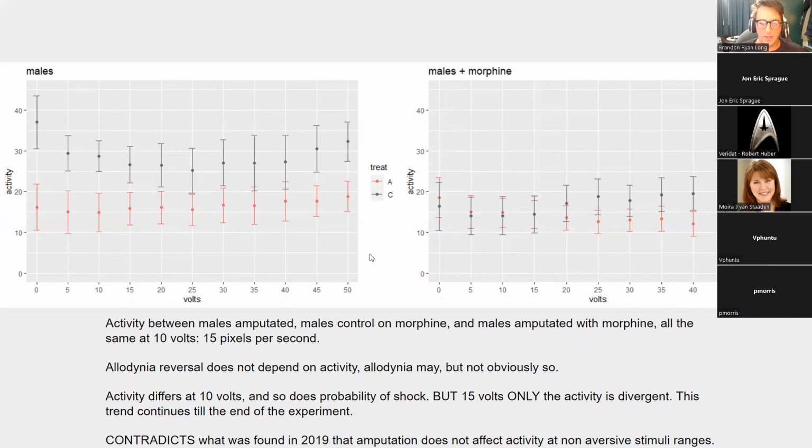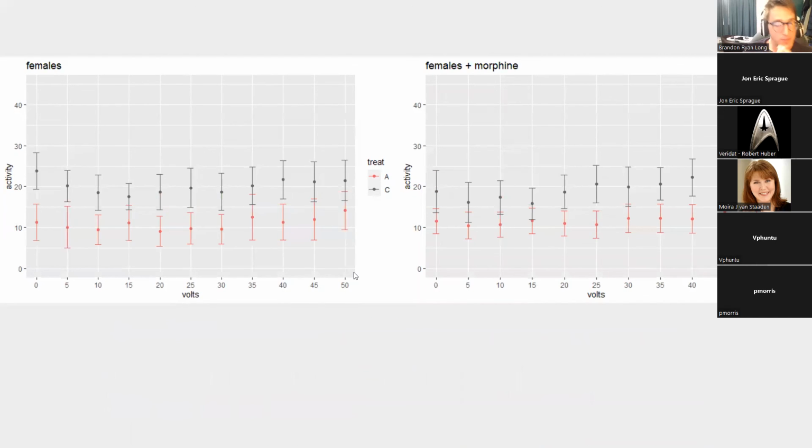Now in females. This is why it's kind of hard to figure out what's going on, because we don't see this effect of morphine in females. When we ran an ANOVA analysis on activity, we really don't see that there's much of an effect on activity for females. The females that are given morphine don't really demonstrate that much of a difference in their activity. It's pretty much the same graph. And same with the amputated. There's not that much of a difference either way.